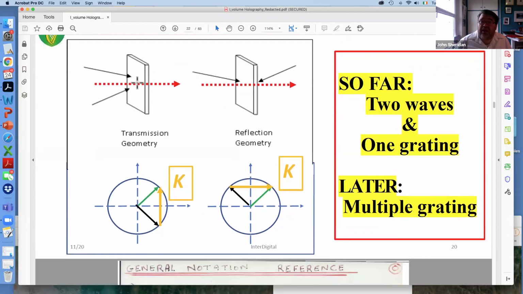Okay? And I want to note here something about the representation in phase space. Again, we're going to spend some time on this. So this is in space x, y, and z. This here is recording a transmission grating. This is recording a reflection grating.